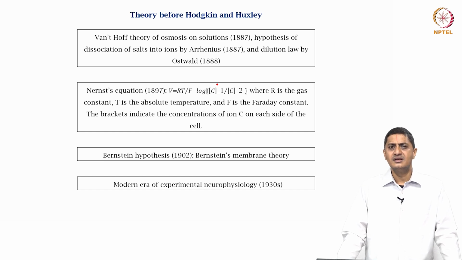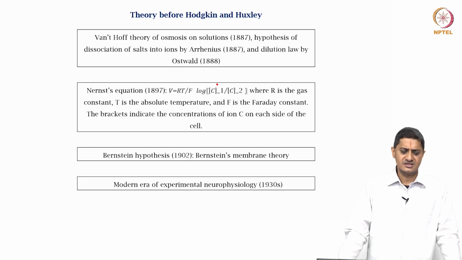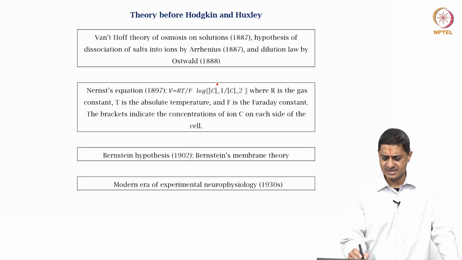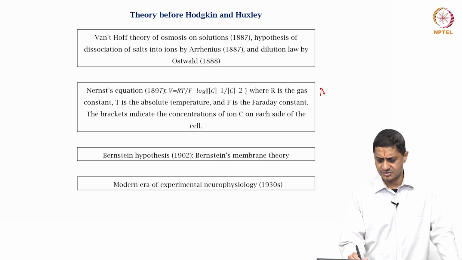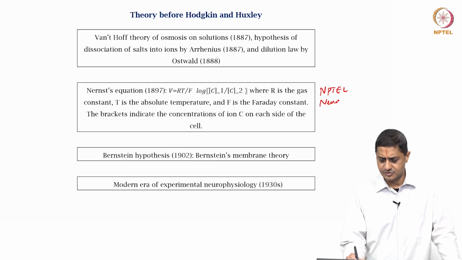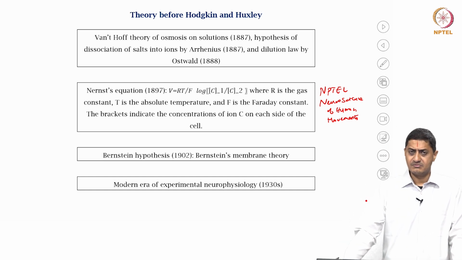The Nernst equation was already known in 1897, essentially describing the relationship between concentration of solutions across a semi-permeable membrane. These details I teach in my other course on neuroscience of human movements. Please do check that, where I describe how this equation is derived and the details beyond the scope of this course.